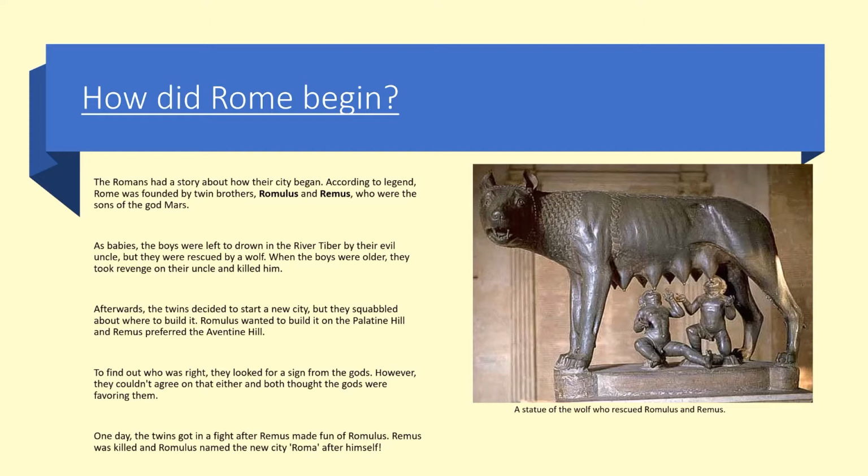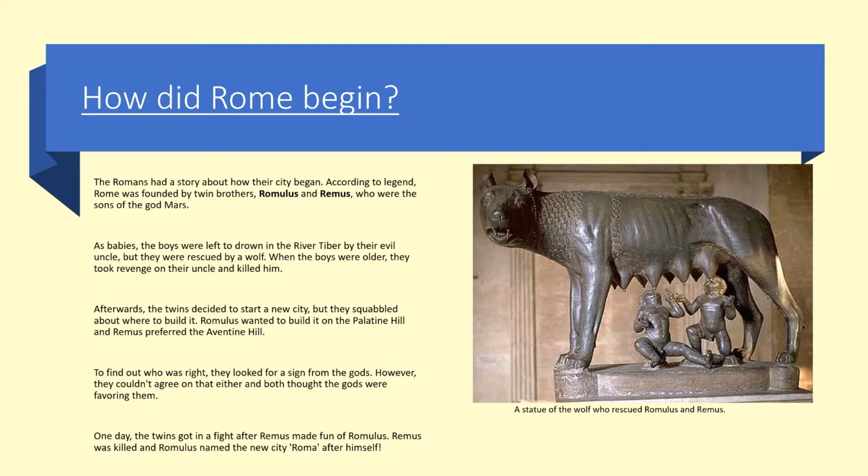There's a very famous story about the beginning of Rome, which is told. It's a myth called the myth of Romulus and Remus. According to the legend, Rome was founded by the twin brothers Romulus and Remus, who were the sons of the Roman god Mars. As babies, the boys were left to drown in the river Tiber by their evil uncle, but they were rescued by a wolf. When the boys were older, they took revenge on their uncle and killed him.